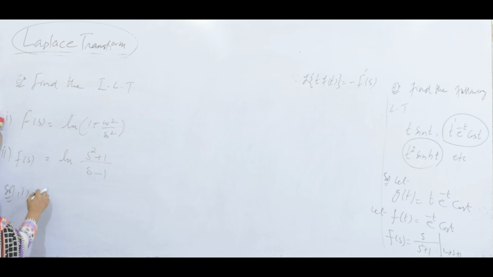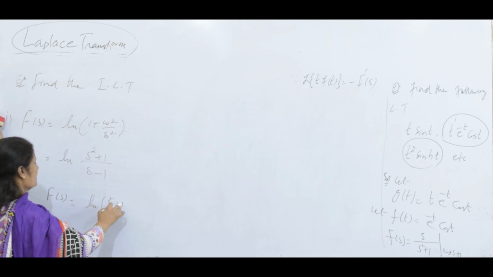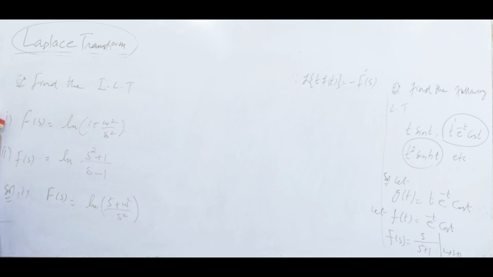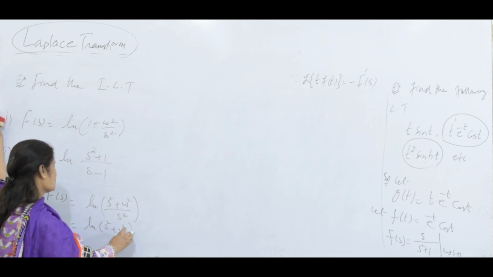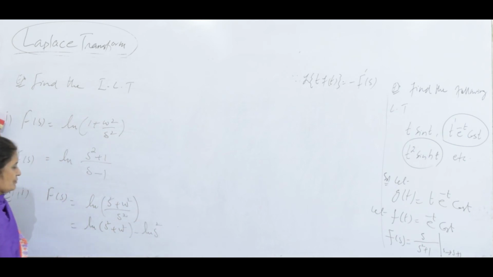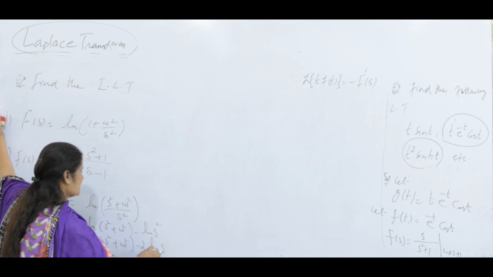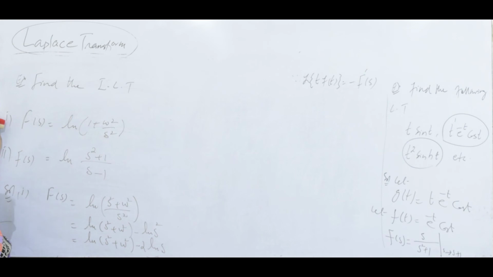Solution to question number 1. F of s can be written as natural log of s square plus omega square over s square, bracket close. Let me apply the property of natural log: natural log of s square plus omega square minus natural log of s square. Again I am applying one of the properties, where the power comes in, 2 natural log s. This is the property of natural log: ln a to the power b is b ln a. So the power comes in as a coefficient. So this is f of s.